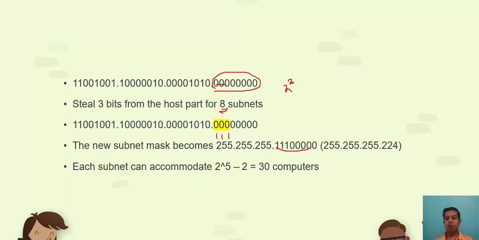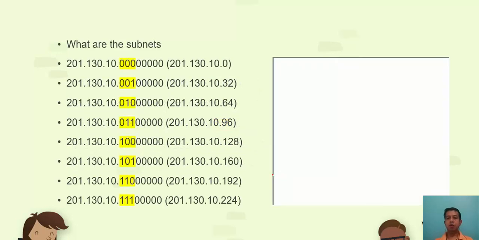5 bits are left, so 2 to the power 5 minus 2 means 30 computers can be connected to each of these subnets. So what are those subnets? The subnets would now be easy for you. This we have already discussed in the last example.